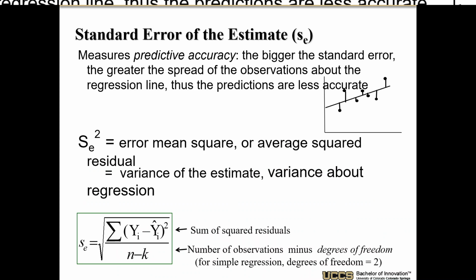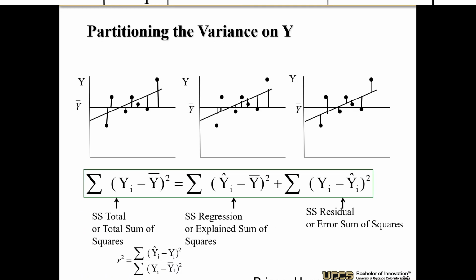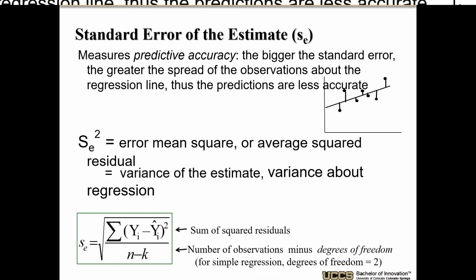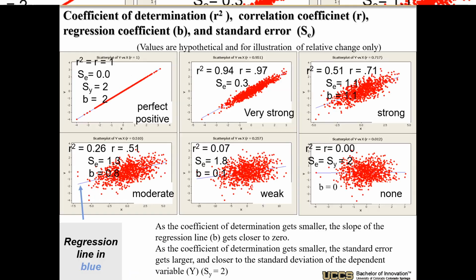We can then talk about what's called the standard error of the estimate, which measures the predictive accuracy. The bigger the standard error, the greater the spread of observations around the regression line, and thus predictions are less accurate. So the correlation coefficient, r squared, is telling me something about the slope of the line and its behavior, and the standard error is telling me how close the points are to the line. Here I take the sum of the squared residuals divided by the number of observations minus the degrees of freedom. In 2D that's 2, in 3D it's 3, and so on.